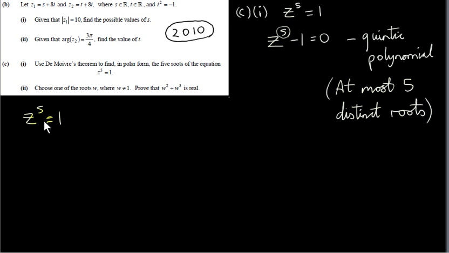Now we can rewrite our polynomial in the following way. We just put both sides to the power of 1/5. So we have z to the power of 5 to the power of 1/5, that's z to the power of 1. We're after z. So z equals 1 to the power of 1/5, or the 5th root of 1 if you like. Okay, this number here is the root. This number also tells us that there are at most 5 distinct values to the 5th root of 1.